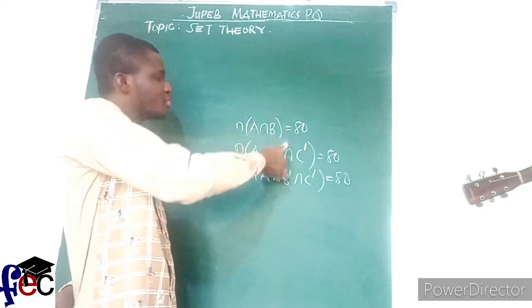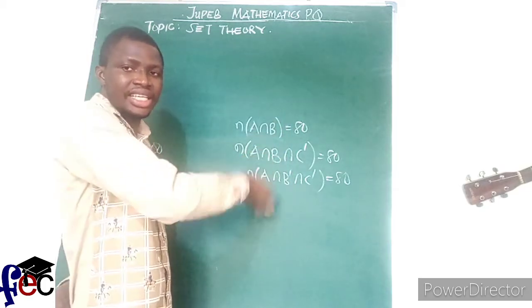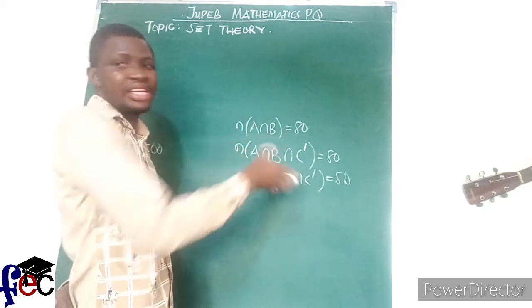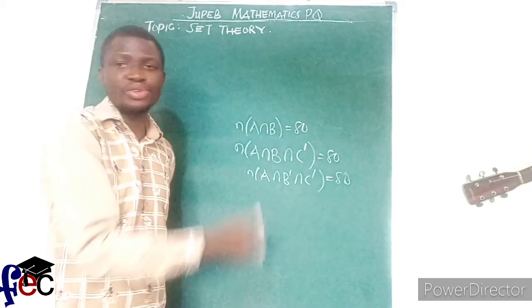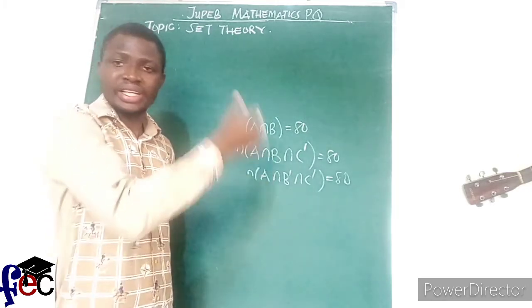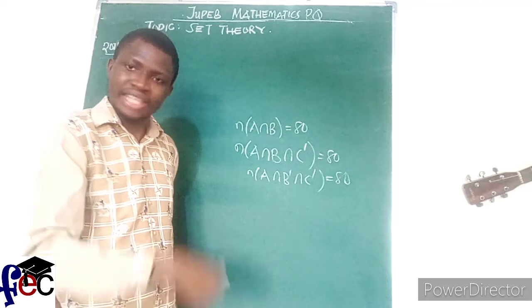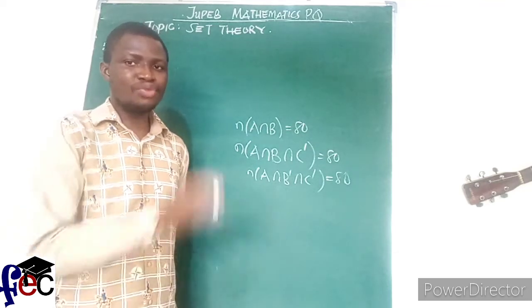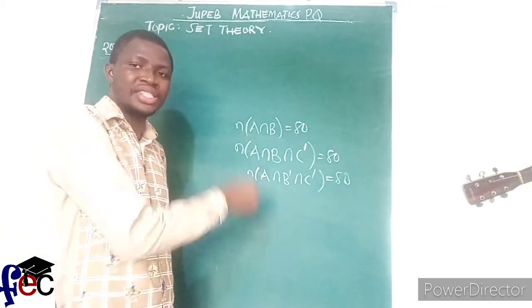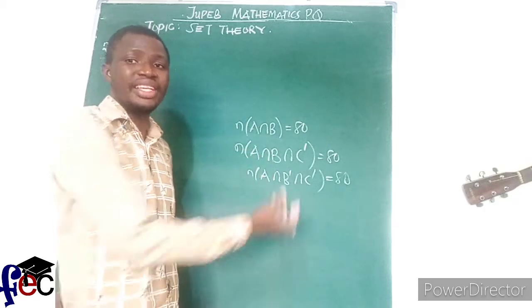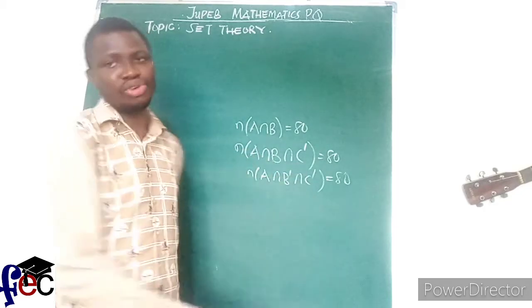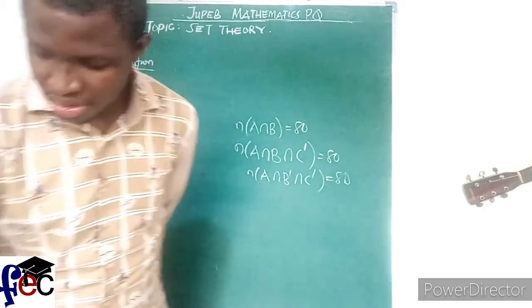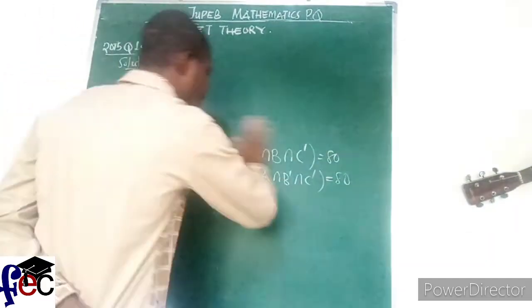If you are able to write it properly and see where it is represented in the Venn diagram, then there is no question they want to give you, whether it's 2 subsets or 3 subsets, that you won't be able to solve. It is when you don't know how to represent the given information with set notation that you struggle with the solution. All right, so let's continue.